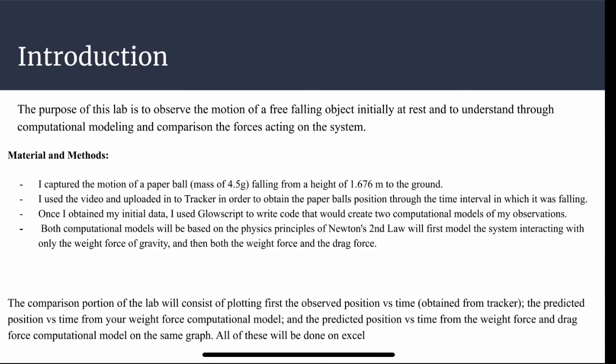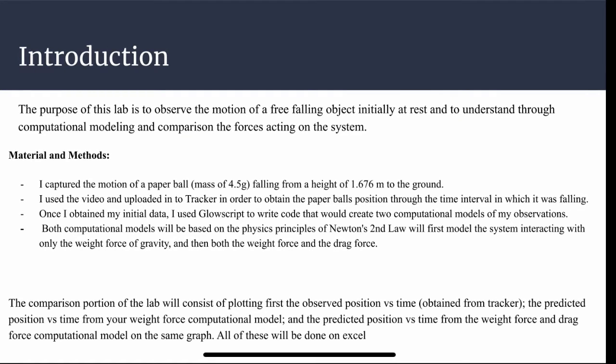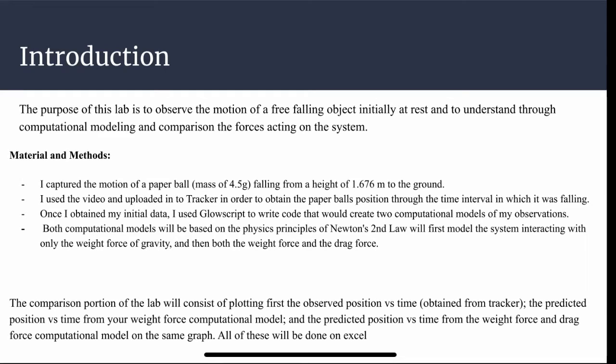Once I obtained my initial data, I used GlowScript to write the code that would create two computational models of my observations. Both computational models will be based on the physics principles of Newton's second law. The first one will have the system interacting with only the weight force of gravity, while the second computational model will include both the weight force and the drag force.